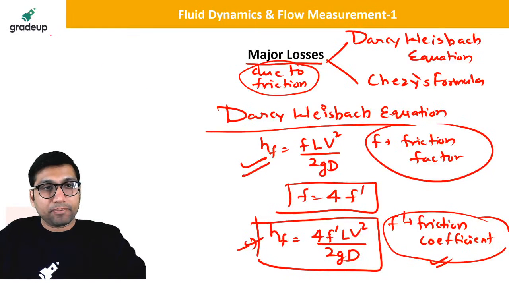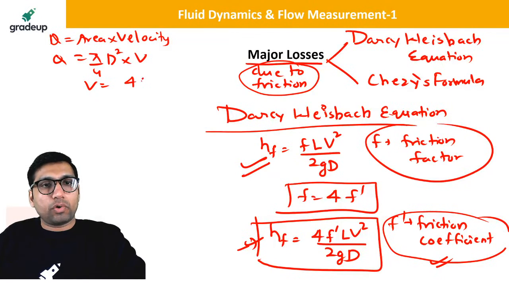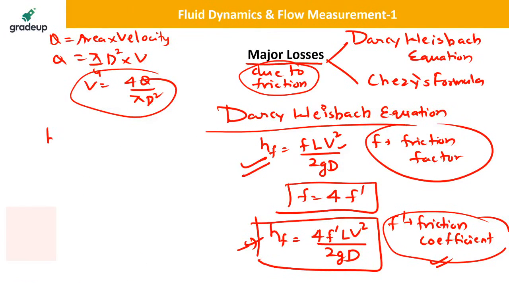One more formula: because the discharge is equal to area into velocity, and area is equal to pi by 4 d square for the pipe, we can also write the velocity as 4 into Q by pi d square. If you put the value of V in this equation, you will get one more formula for head loss due to friction, that is equal to f L Q square by 12.1 d power 5. Approximately you can take it as f L Q square by 12 d power 5.